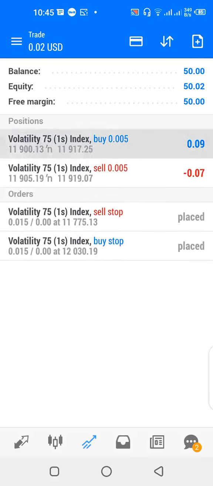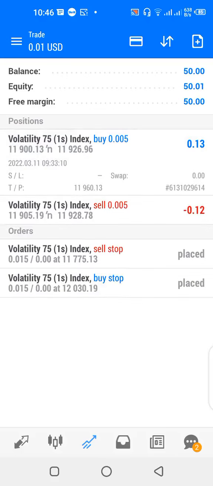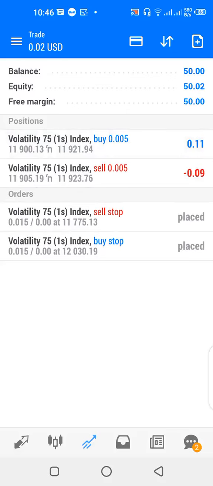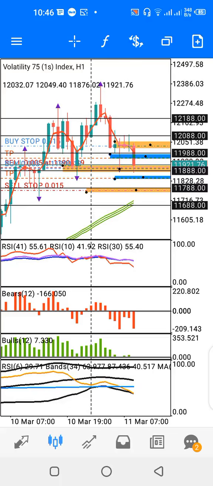So as it is for V75, so is it for V75 1s. So is it for XAUUSD, so is it for Euro USD when using Grail Hedge strategy. It's just that the settings, the hedge spacing, the take profit point, and the number of pips for the stop loss differs from one instrument or asset to another.